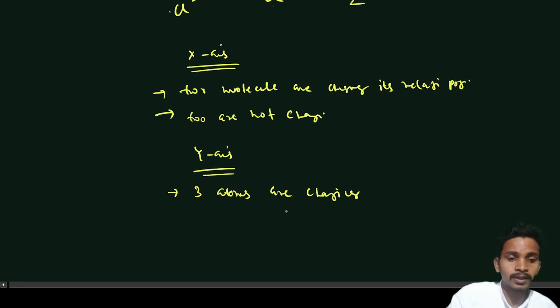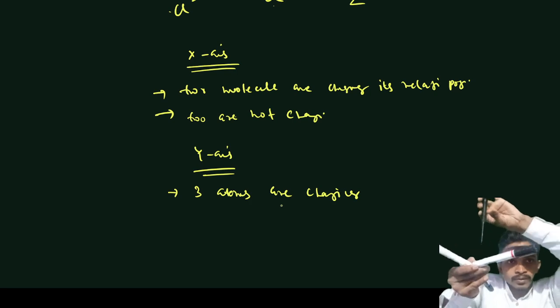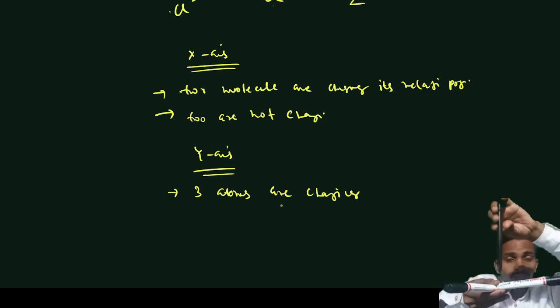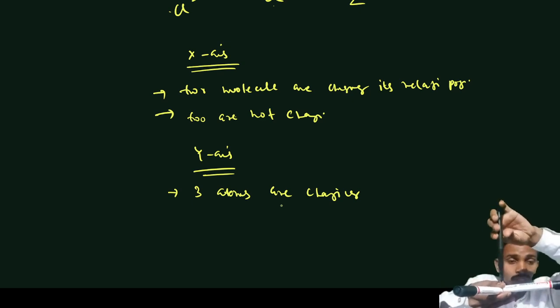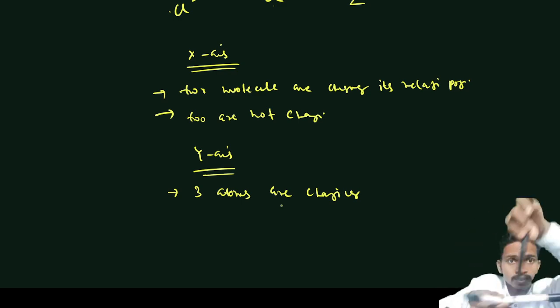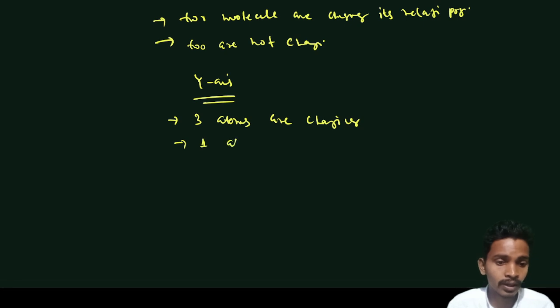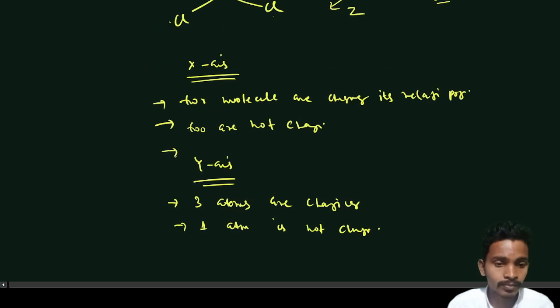And whenever I apply it along the y-axis, then one is not changing, that is boron, and these three are changing. So three atoms are changing and only one atom is not changing. So it has some axis along, let's say IA, and this is, let's say, IB.